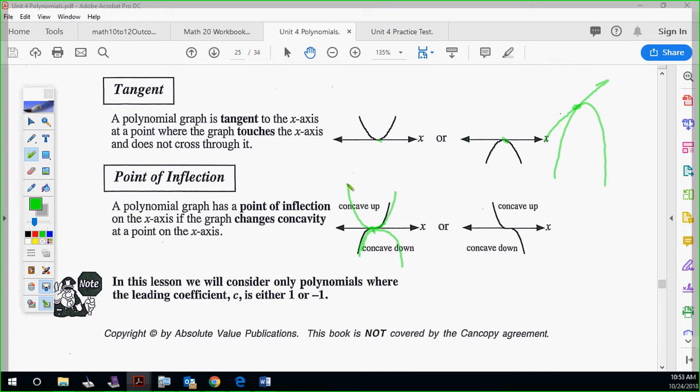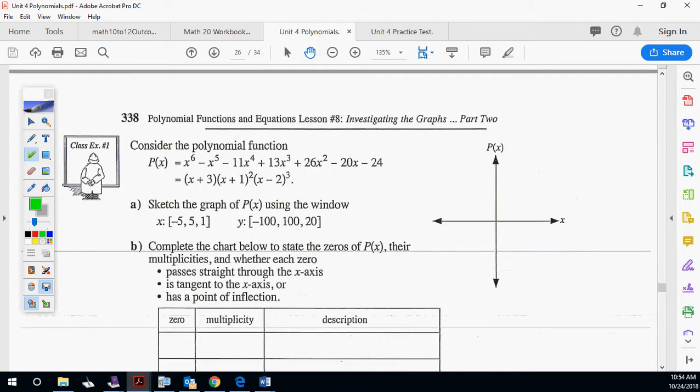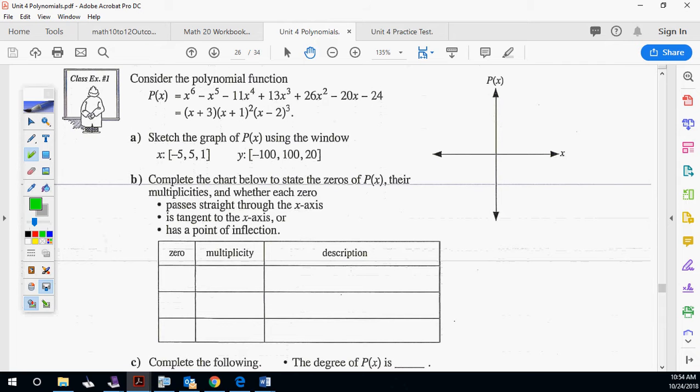Any questions on this stuff? You're going to have a whole unit in calc on graphing and using these things with derivatives. It's kind of cool, actually. Okay, in this lesson, we'll consider only polynomials where the leading coefficient is 1 or negative 1, so we're not going to do 3x cubed or stuff like that. Okay, all right, so let's look at this one.